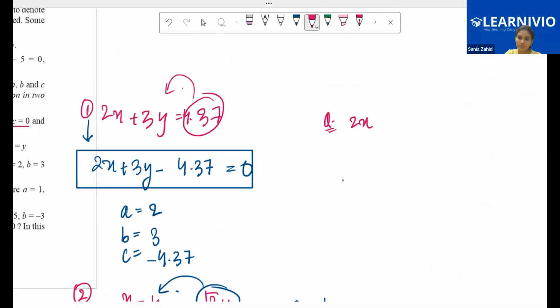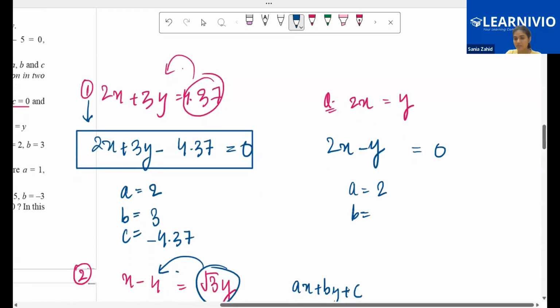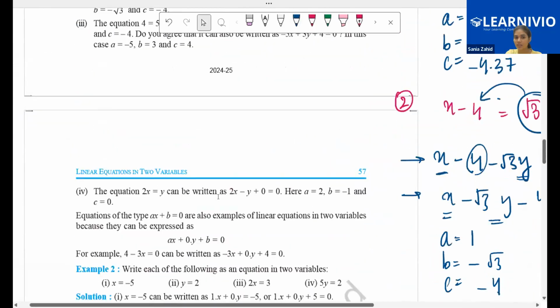I'll answer. Yes. So we will bring y on the other side. So then a will be equal to 2, b will be equal to minus 1. Tell me what is the equation, Abdullah. We will transpose y on the other side. So what does it become? Minus y, 2x minus y is equal to 0. What is a? So a is 2, b is minus 1, and c is 0. Since we don't have a c over here, c is 0. Right, children? So do you understand how to write these things?